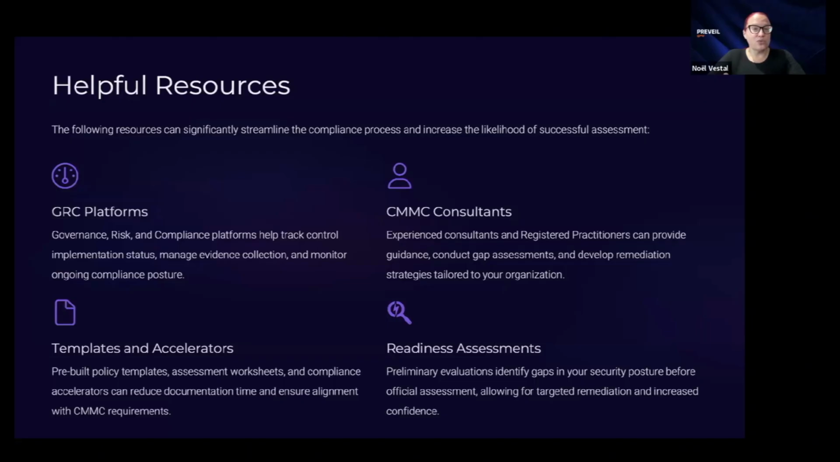Most of our customers get through to CMMC Level 2 ready within 4 to 6 months. So it definitely can shave off some time and some money. But again, this is up to you and not something you have to do.